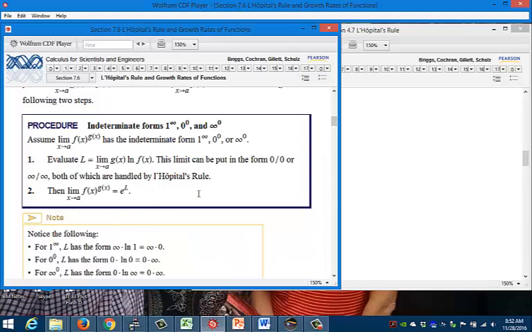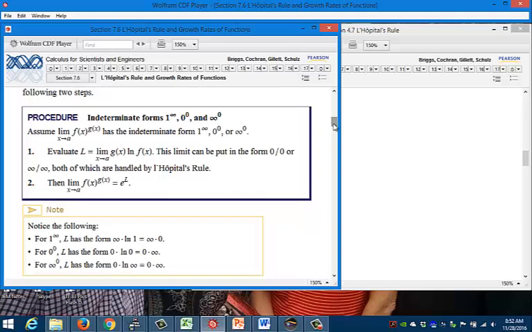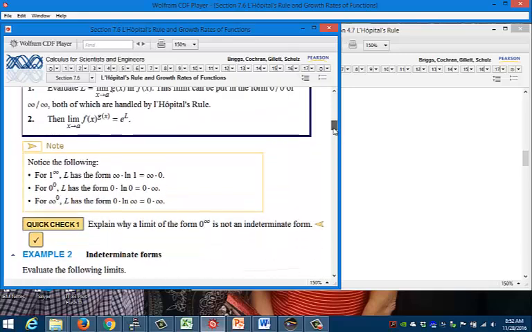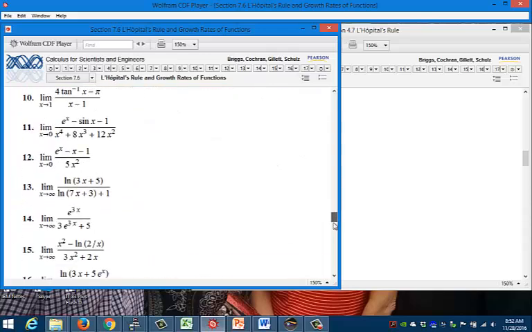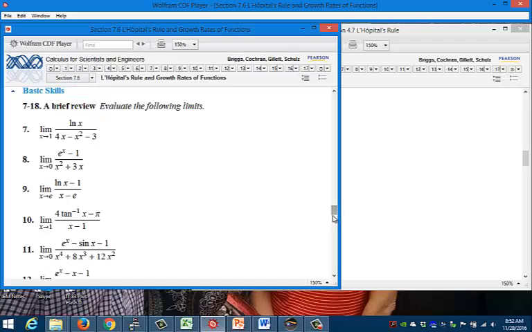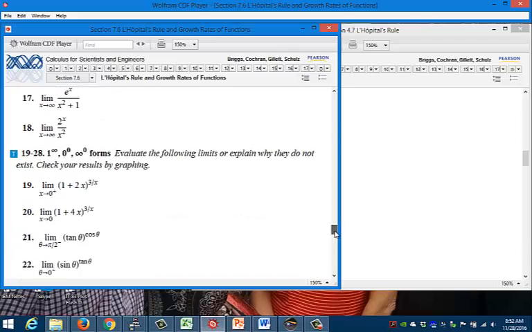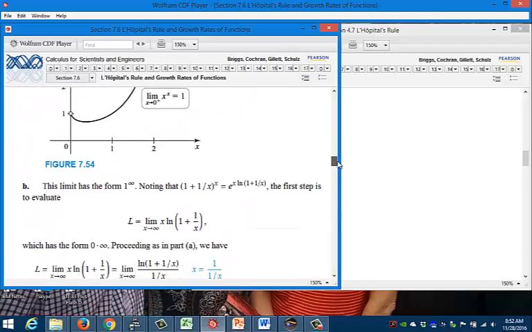Then they have this little note for you, okay? So they tell you kind of what to do. L has a certain form, infinity times the natural log of 1. And so that's going to try and tell me what to do. Okay, so here I go. Back to problem 20. Well, let's do it.